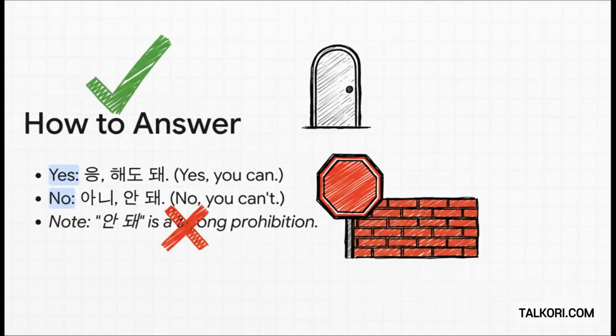So, what if someone asks you for permission? Well, the answers are super straightforward. A simple 해도 돼 means, yeah, sure, go ahead. But you gotta be careful with the no. 아니, 안 돼 is not a soft suggestion. It's a very direct, very strong, no, you can't. It means something is absolutely not allowed.